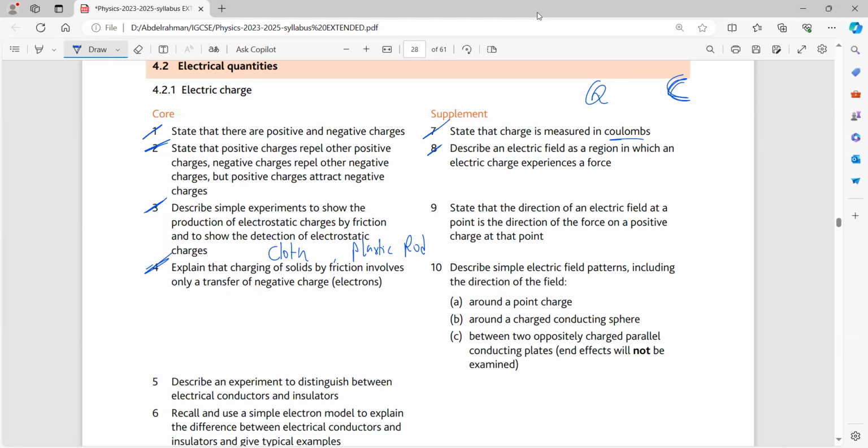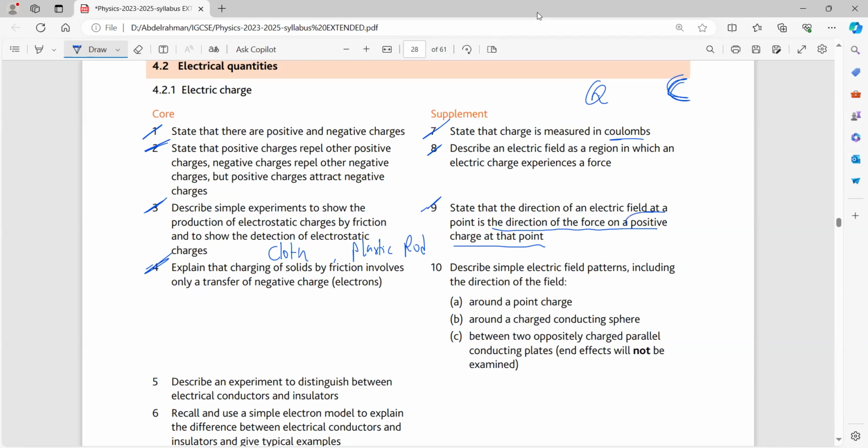State that the direction of an electric field at a point is the direction of the force on a positive charge at that point. How can I find the direction of the field? We already know that the field from a positive charge is going outwards, but the negative charge is always moving inwards. We know that for a fact. But how did we figure that out?